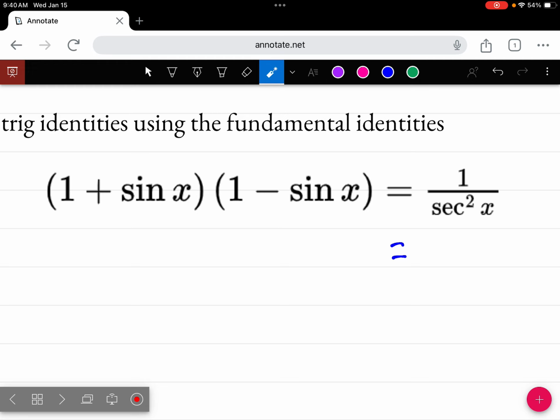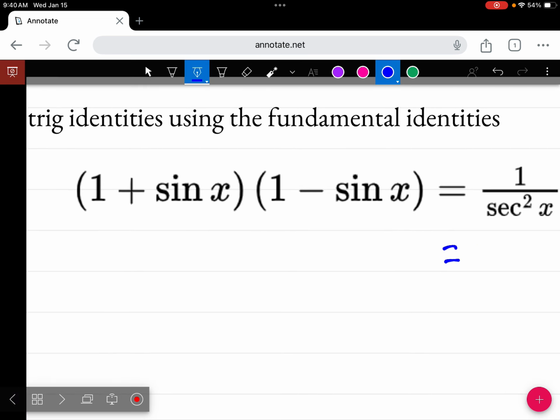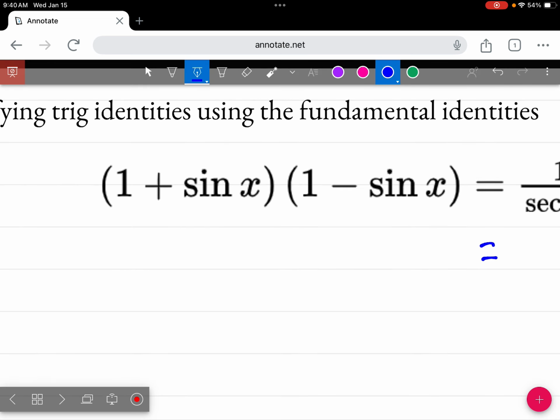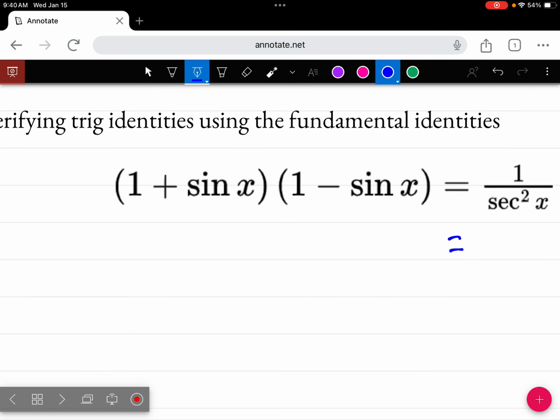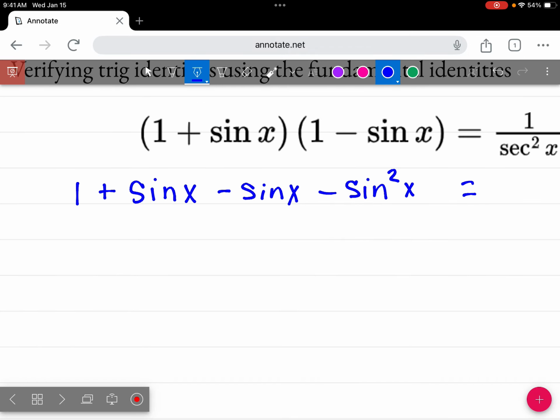So we'll have our 1 times 1, sine times 1, minus sine times 1, and our minus sine times sine. If you want to multiply the whole thing out and then simplify, that's totally valid. I'm going to write the whole thing out and then simplify just so we see it. So our 1 times 1 is 1, plus our 1 times sine of x, minus our 1 times sine of x. And then we're minus sine squared x.